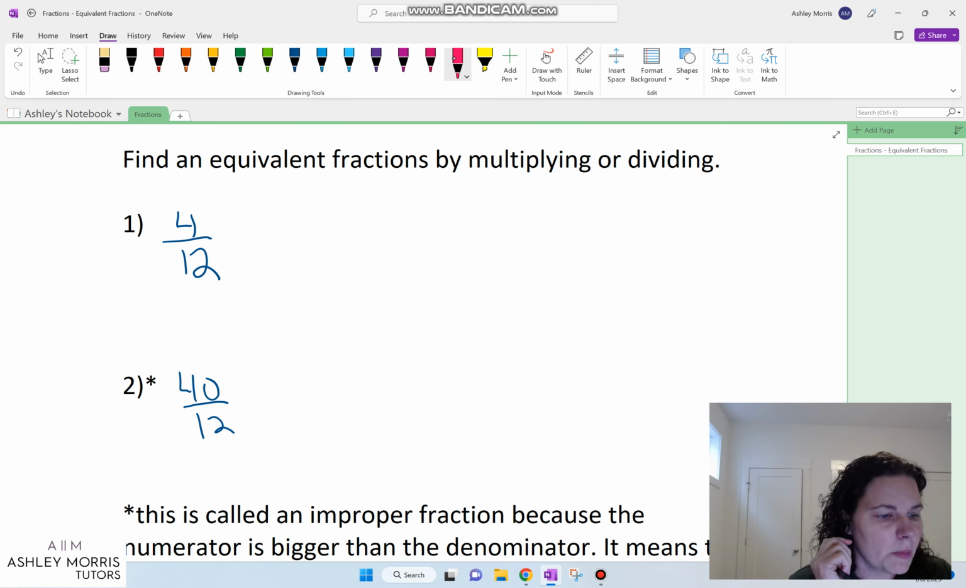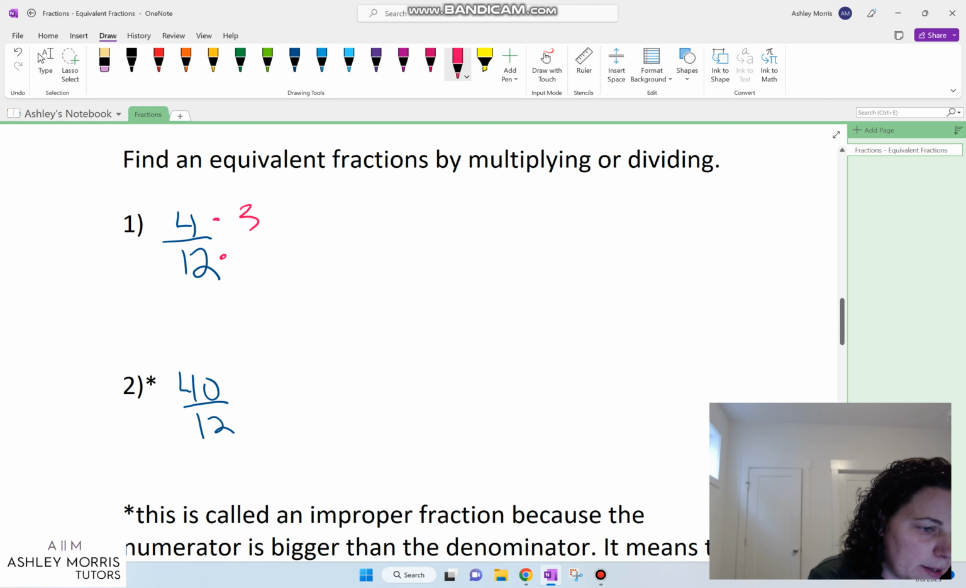4/12. 4 and 12. So I have to decide, do I want to multiply or do I want to divide? This one I want to multiply. Doesn't matter. And then pick a number you want to multiply by. I'm going to multiply by 3. So multiply the top and the bottom by 3.